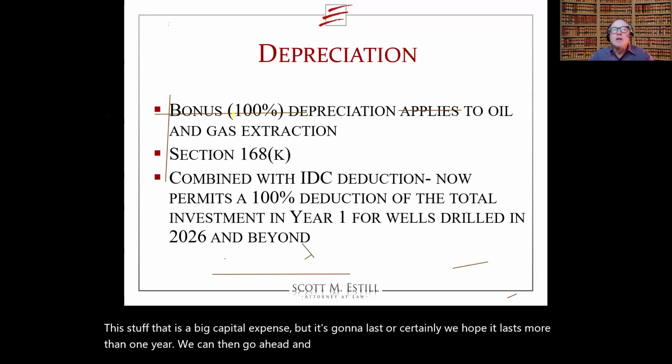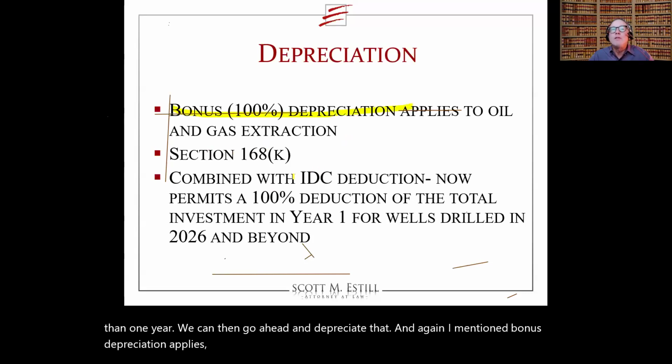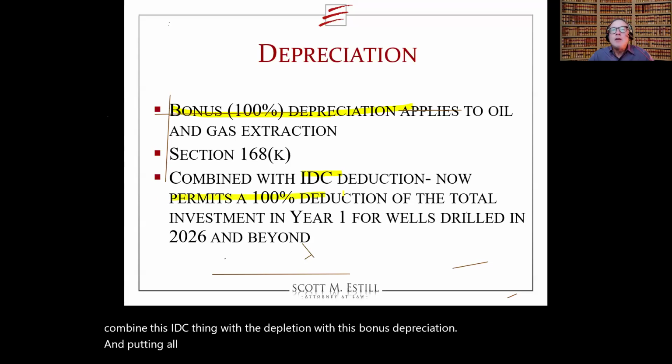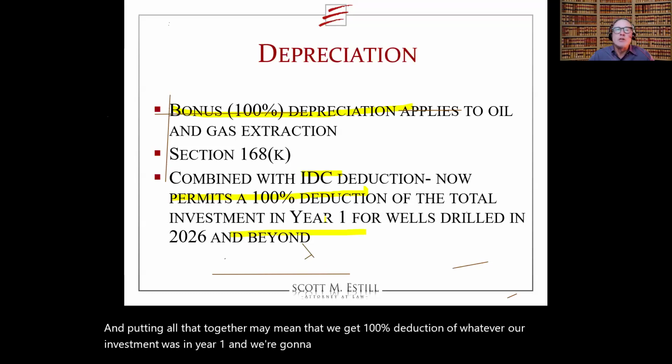And again, I mentioned bonus depreciation applies. So we can, in effect, with our intangible drilling costs, really combine this IDC thing with the depletion, with this bonus depreciation, and putting all that together may mean that we get 100% deduction of whatever our investment was in year 1. And we're going to gain some benefits in year 2 and beyond. So again, these are very tax favored investments.